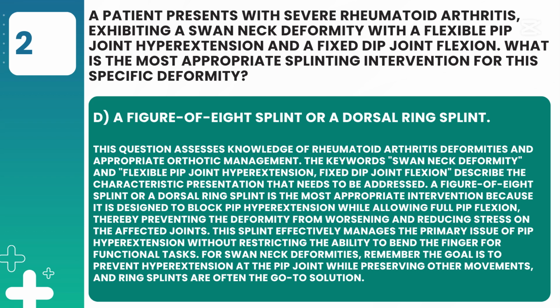on the affected joints. This splint effectively manages the primary issue of PIP hyperextension without restricting the ability to bend the finger for functional tasks. For swan neck deformities, remember the goal is to prevent hyperextension at the PIP joint while preserving other movements, and ring splints are often the go-to solution.